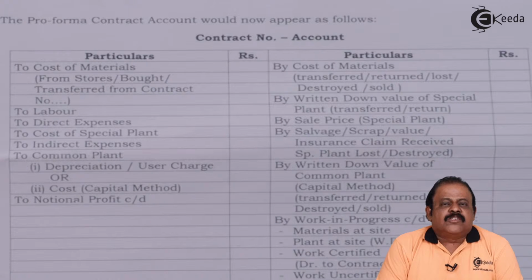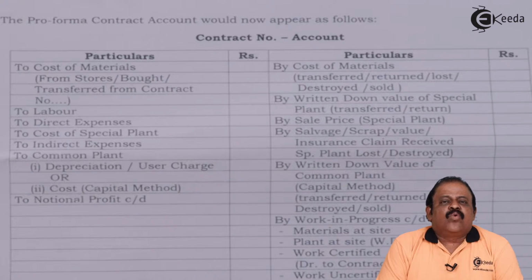When the contract account is prepared and the contract is completed in one single year, whatever profit or loss is shown by the contract account will be transferred to the profit and loss account. But there are possibilities that the contract work may not be completed in one single year. It may take 3 or 4 years. In that case, how to calculate profit on an incomplete contract?